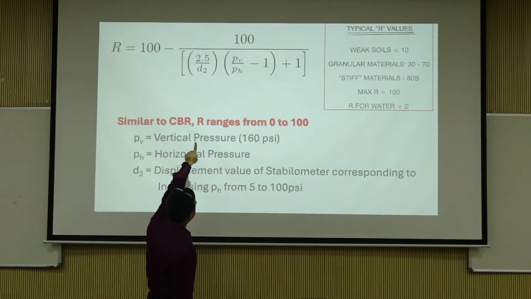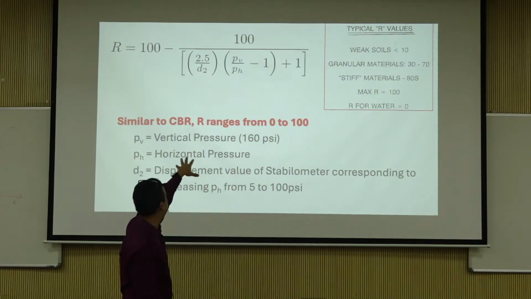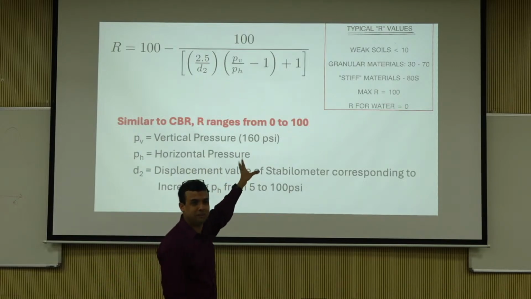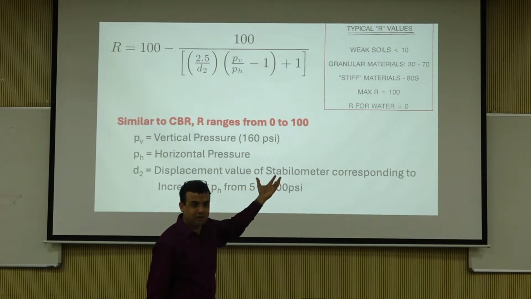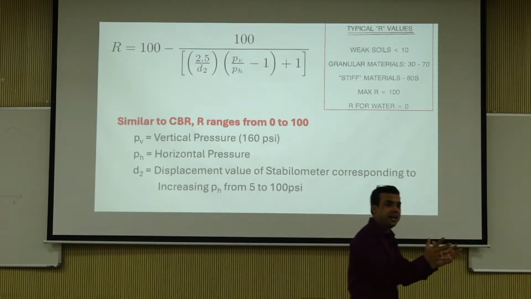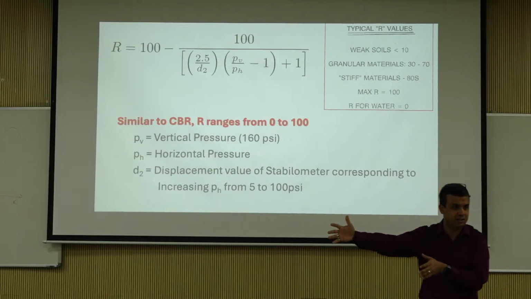So go to that equation. D2 is in the denominator, so that becomes 0. So that term basically becomes infinity, right? I mean, don't make me go into calculus, but yeah, that's infinity, right? So 100 divided by infinity becomes 0. So 100 minus 0 becomes 100. So R value is 100 when it is 100% rigid, right?